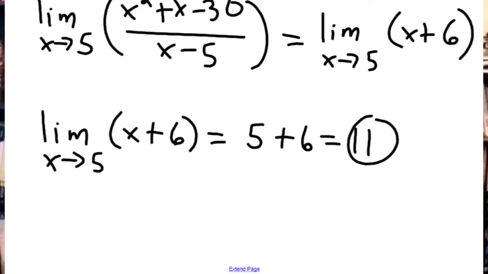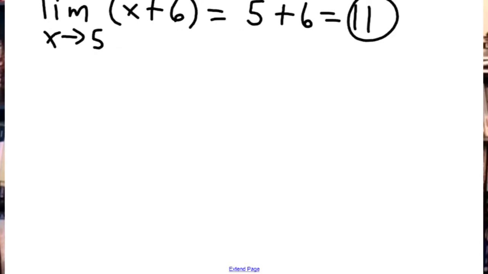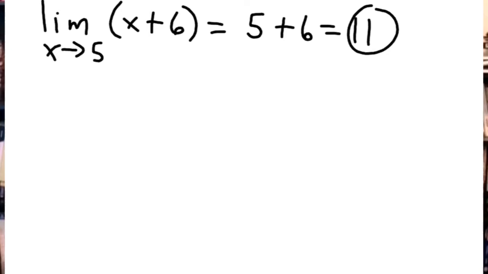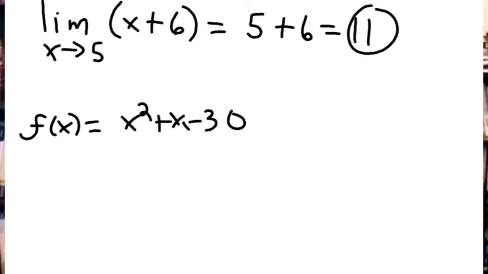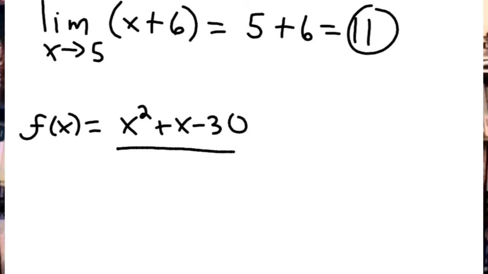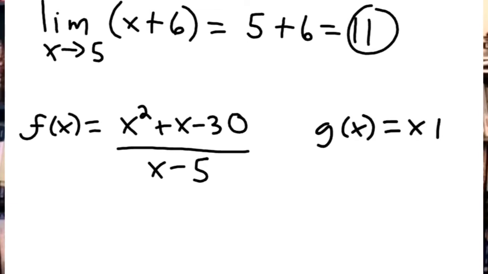Now, some may wonder how finding the limit of x plus 6 could be equal to the limit of x squared plus x minus 30 over x minus 5. And I submit to you that these two functions are actually equivalent in all values except for 1. So I'm going to call the first original function f of x. So f of x is x squared plus x minus 30 over x minus 5. I'm going to call the second function g of x. So g of x is x plus 6.